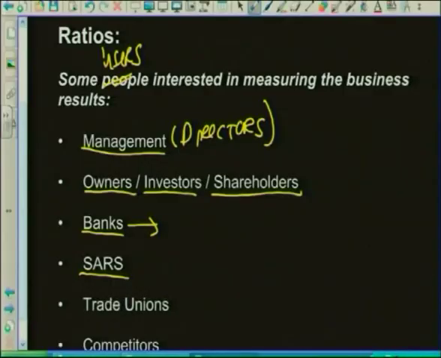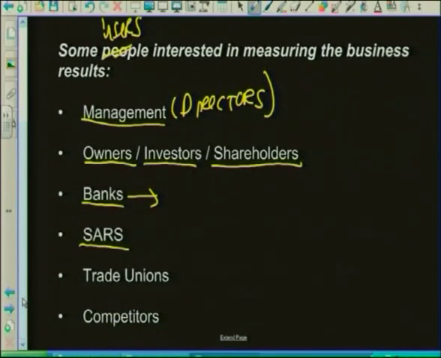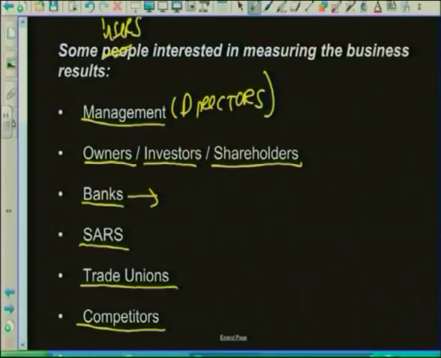SARS, receiver of revenue, is interested in interpreting your financial results. Trade unions: is the company being fair to its workers in terms of the salary and wage that the company is paying? Remember, trade unions normally compare the increase in salary and wages to the profitability of the company itself. And then finally, your competitors, they also want to keep an eye on your business. They want to know how well your business has done.